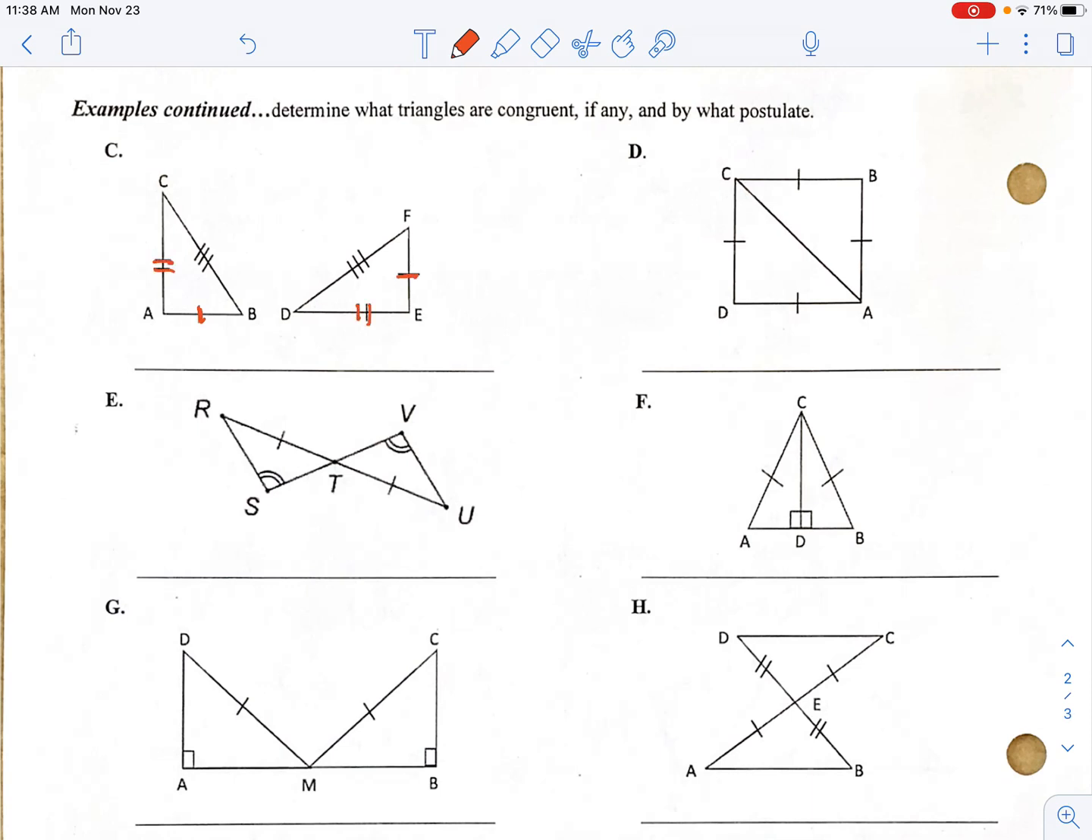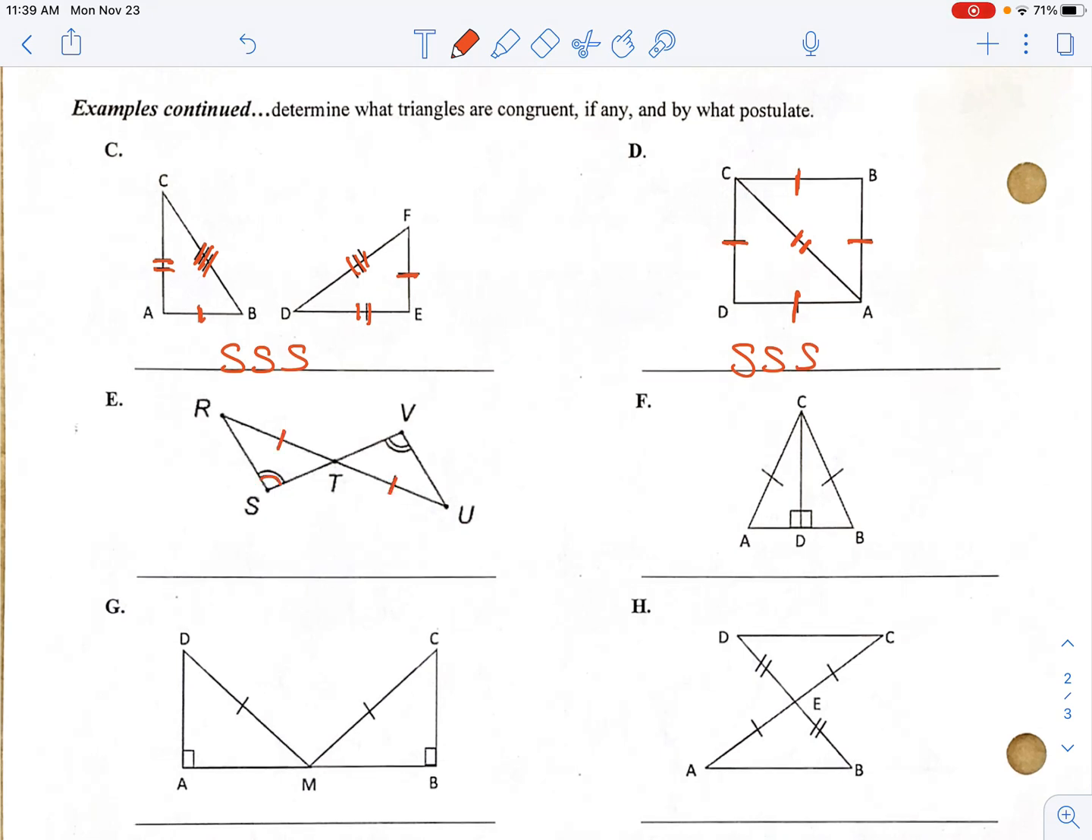So I've got a 1 and a 1, 2 and 2, 3 and 3. Those are all sides, so I would say this is side, side, side. For number D, they've got the 1 and the 1. I think we can make an additional marking. Since they share that, we're going to put a marking there. So again, I see that they have side, side, side.